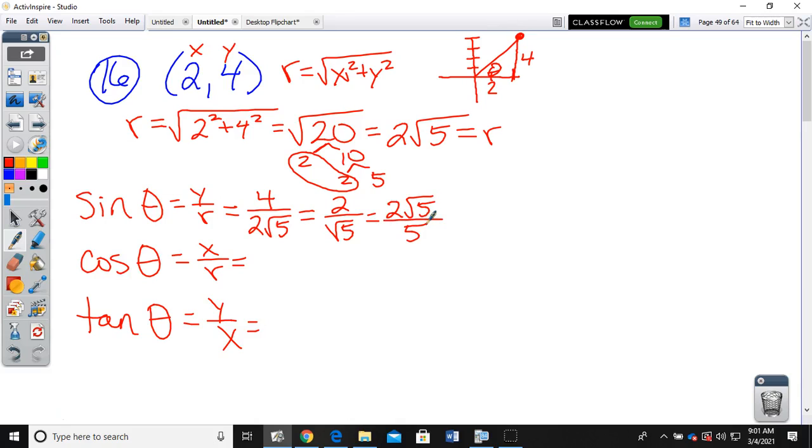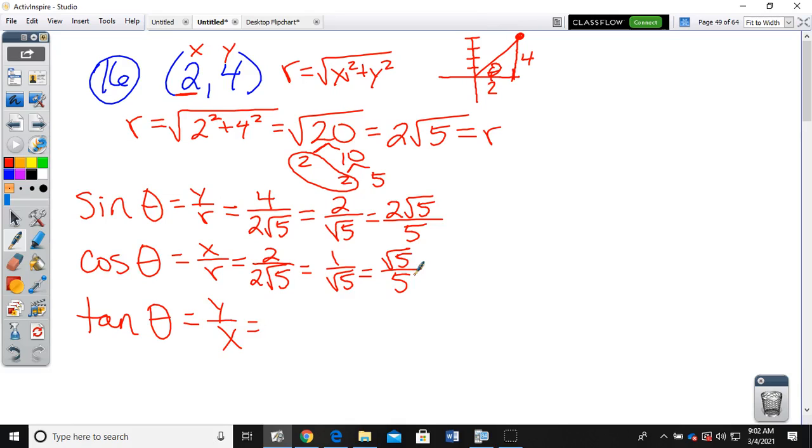Cosine, same process. What is x? X is 2, right there, divided by r, which is still 2 square root of 5. 2 divided by 2 is 1, so that's 1 over the square root of 5. So that would just be square root of 5 over 5. I'll move my square root of 5 up times 1. It's itself. Divide by 5. Okay?